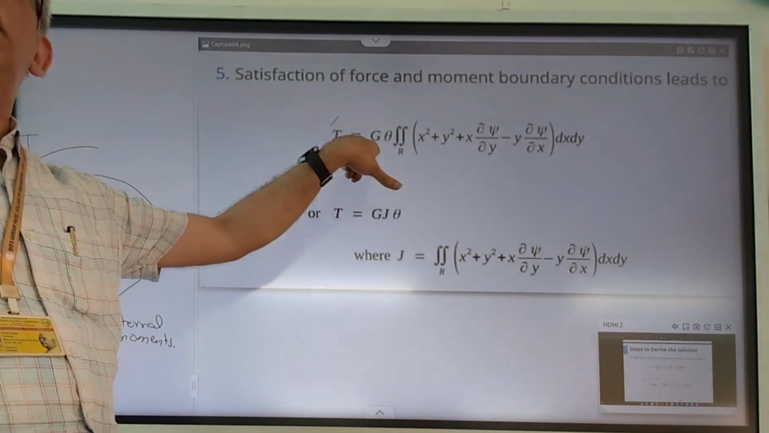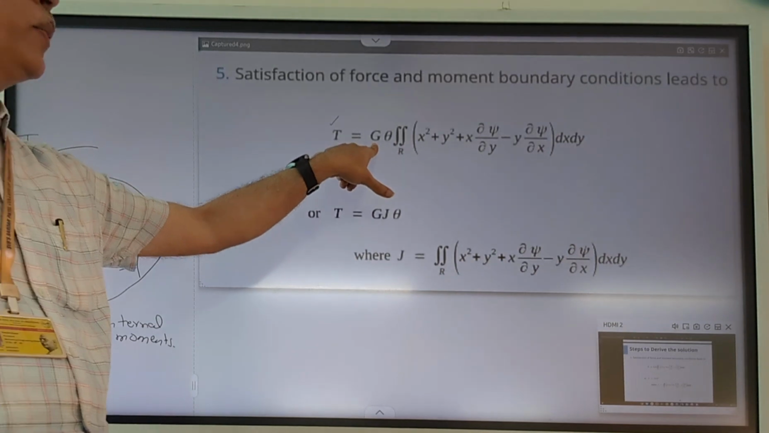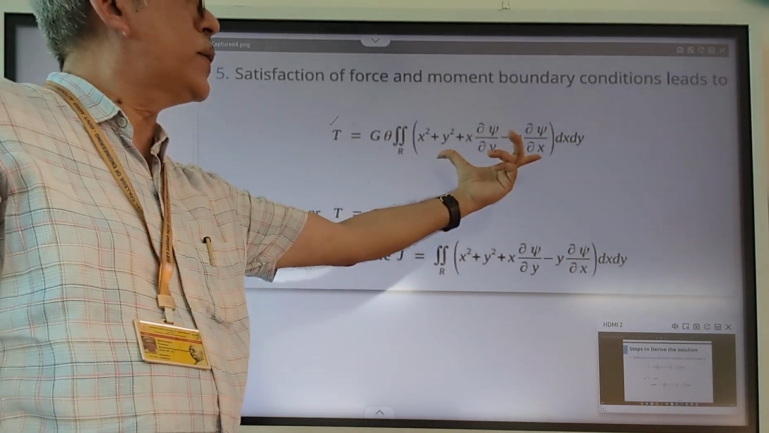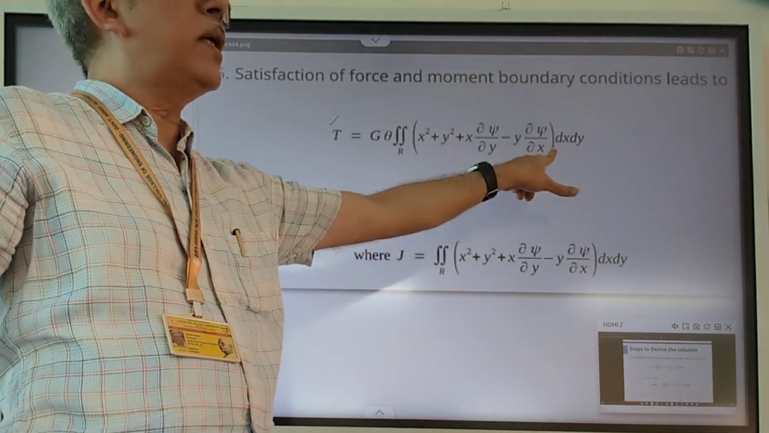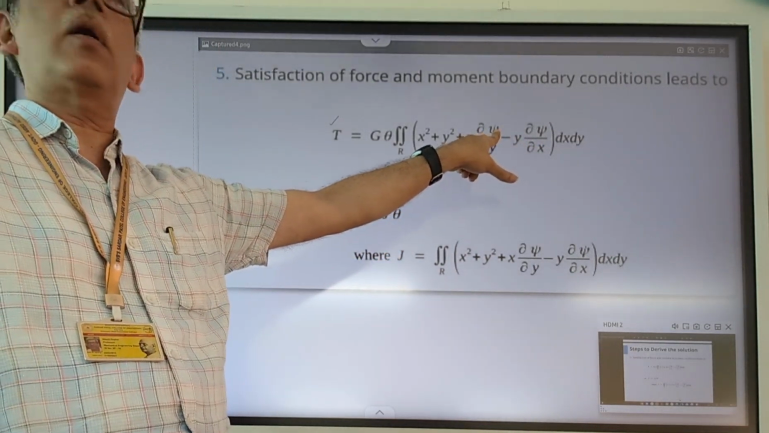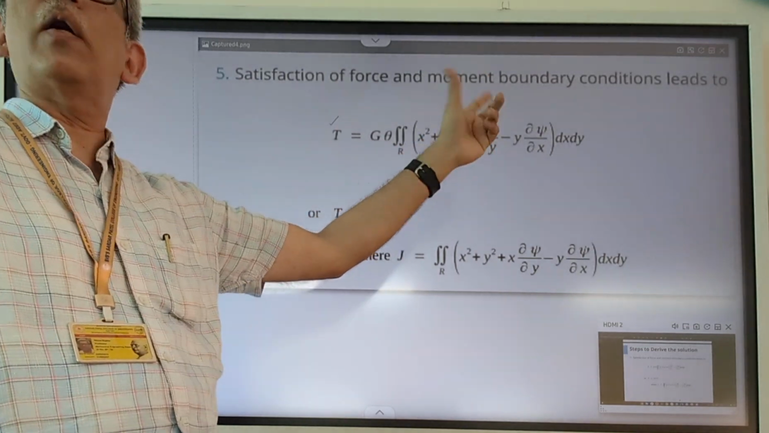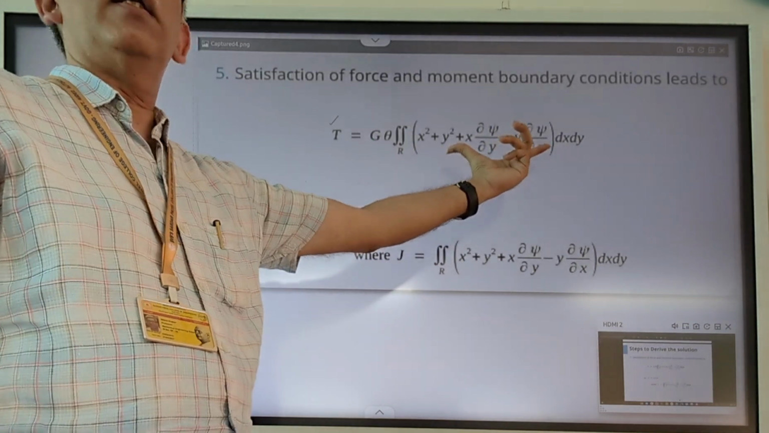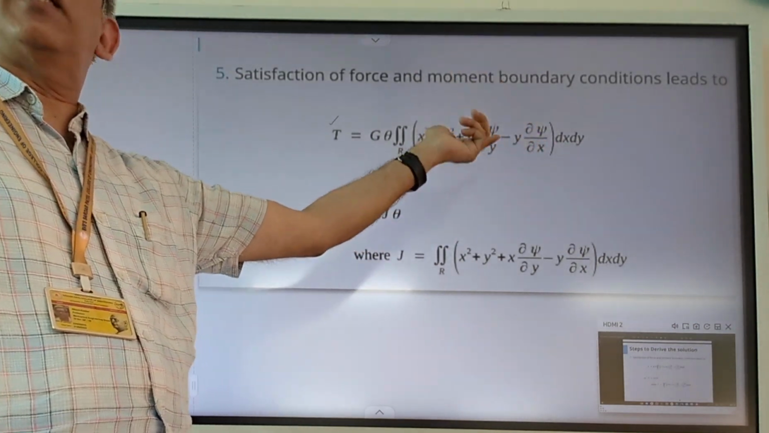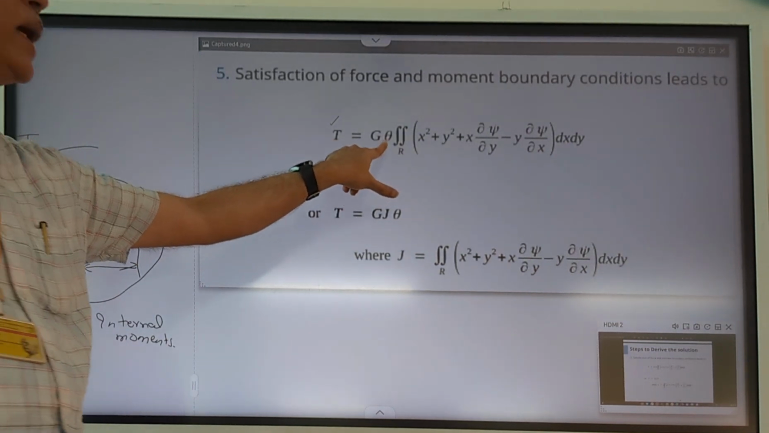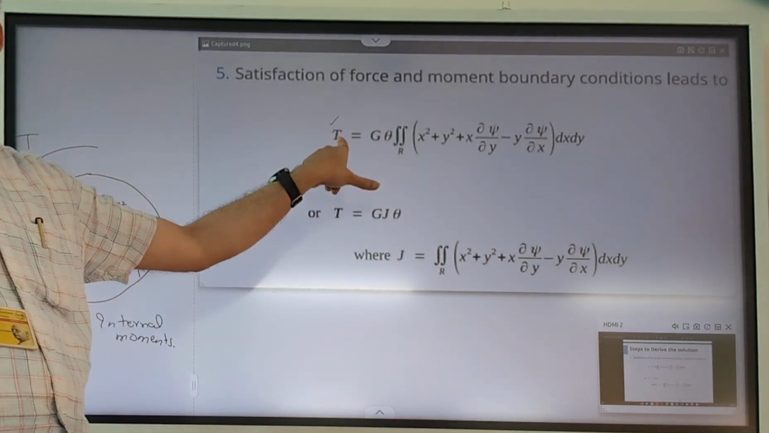G is the shear modulus, a material property, which is known to us. Theta is the unknown that we want to find out, and whatever you see inside is the geometric property. The psi is the property of the cross section, and x and y are the coordinates of the internal points of the cross section. So this integral can be calculated either numerically or analytically, and hence one can calculate the value of theta by using this equation.